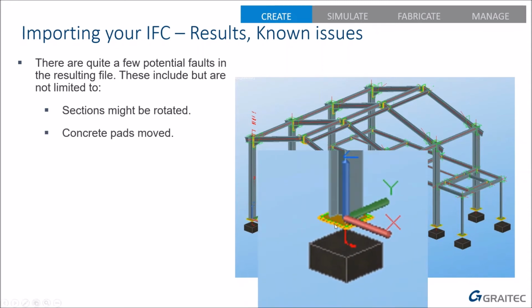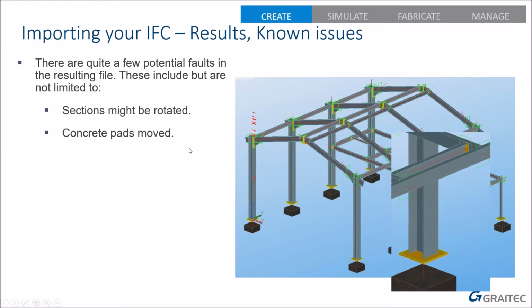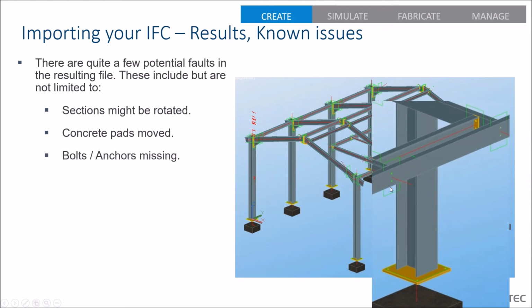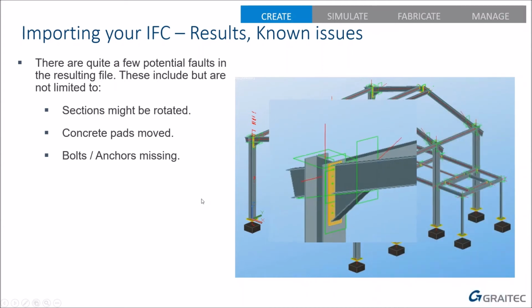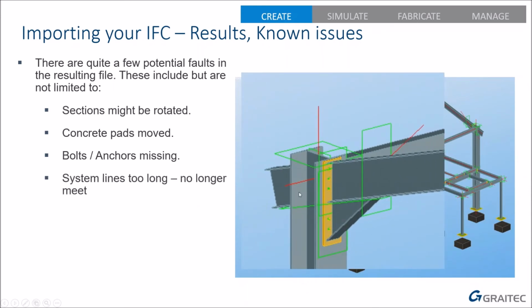Oh yeah, look at the bottom there. The concrete pad's moved. The plate is in the right place for the base plate, but the pad somehow is down too low. Don't ask me why. There are no bolts, no anchors. They're all missing. Look at the system lines going way past into that column, way past into the beam. What's this horn doing? It's shooting up into fresh air. They used to meet once upon a time. They don't meet anymore. And obviously, good practice in Advanced Steel modeling is that they should meet, but they've all been shot all over the place.